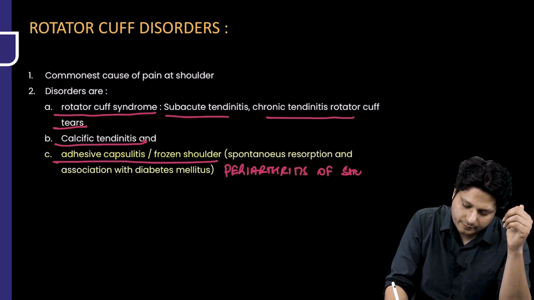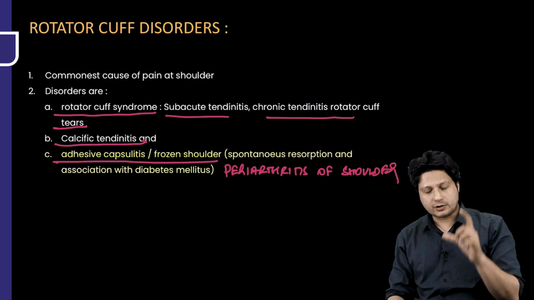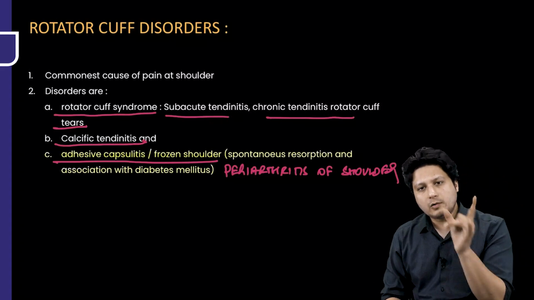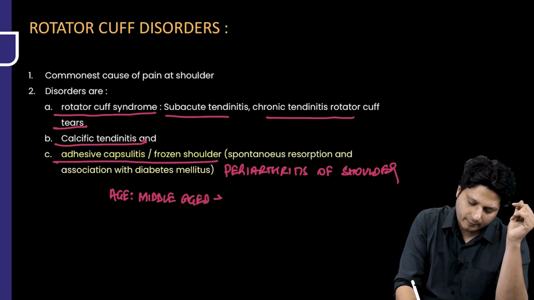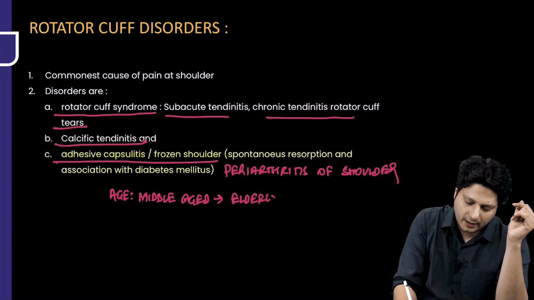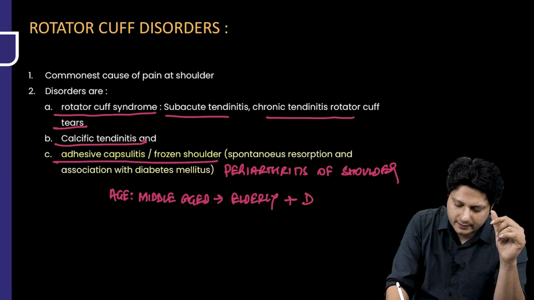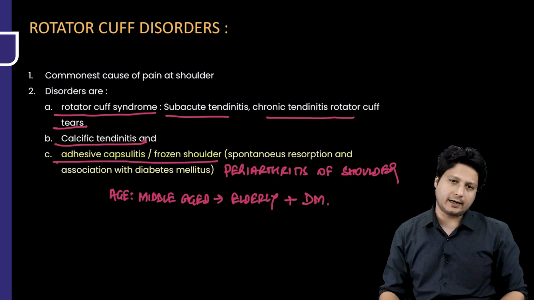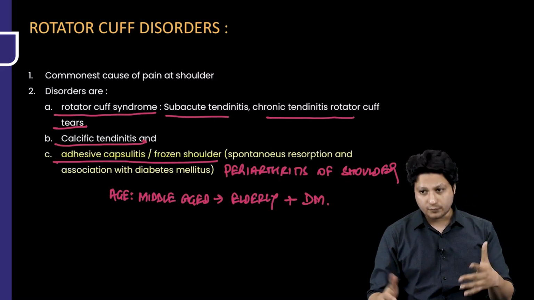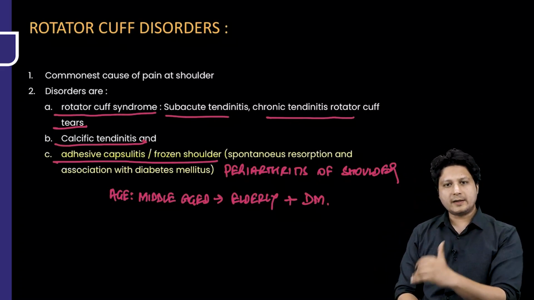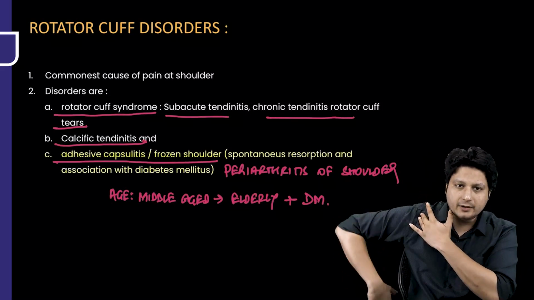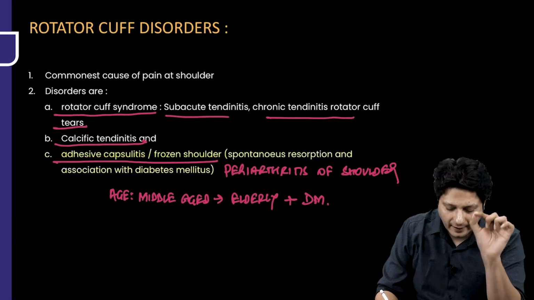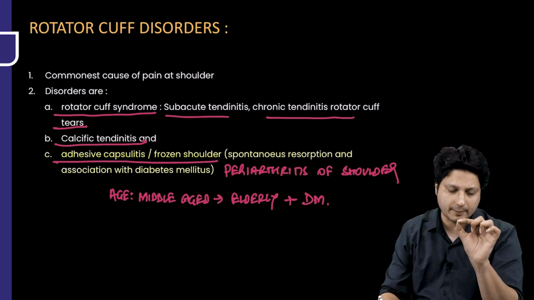Every time you get this question in your examination, they will always mention the age, which is middle age to elderly. That means not a young individual, obviously. And it will always be associated with diabetes mellitus. So imagine an orthopedic question where elderly age is mentioned, history of diabetes is mentioned, and the patient is not able to abduct and internally rotate the arm. These are the 2 findings of frozen shoulder or adhesive capsulitis.